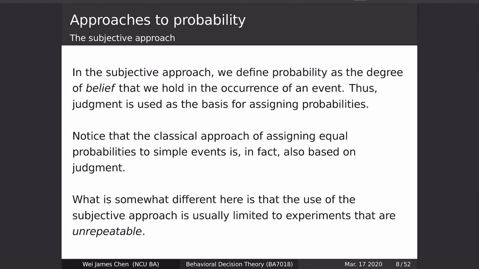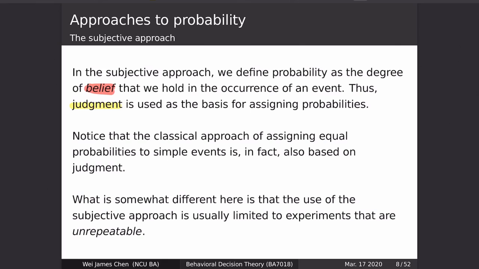Okay, so the belief that we hold in the occurrence of the event. Thus, the judgment is the basis for assigning probability. So the key word here is judgment. Since it is a judgment, it means that it's actually very subjective. It's not something very objective as what we defined before. In the other two approaches, people might have a different approach.